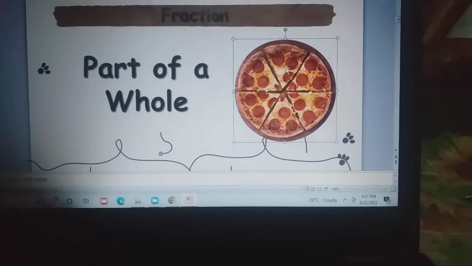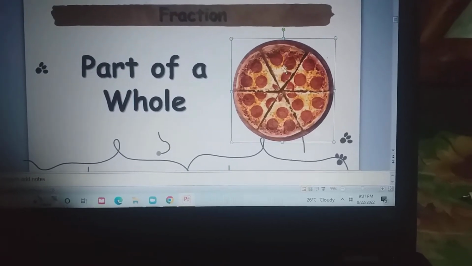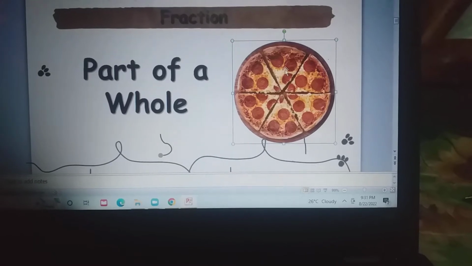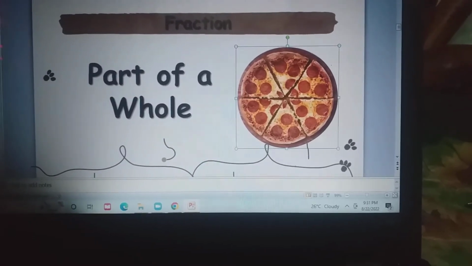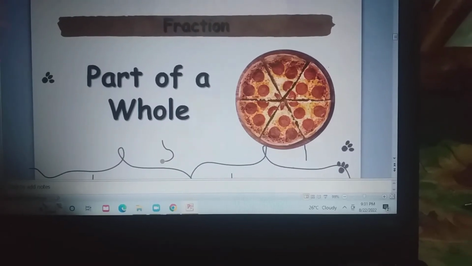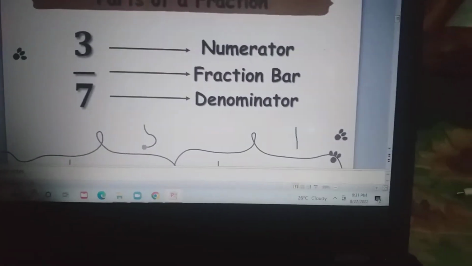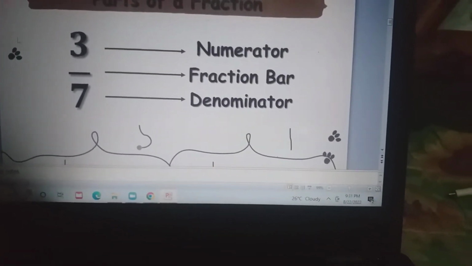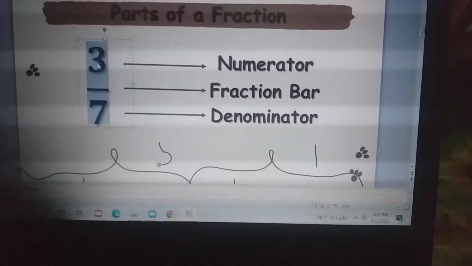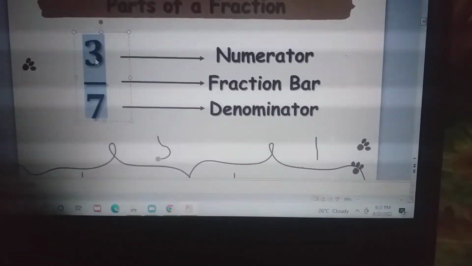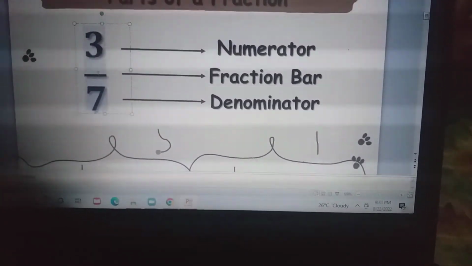Okay, so yung kinuha or yung ni-remove, yung nakain, yun ay numerator, or the shaded part. Then the number of equal parts is the denominator. So we have here the parts of a fraction. Okay, so we have 3/7. So this 3 is the number written at the top of the fraction bar. So this fraction bar, itong guhit na nandito po.